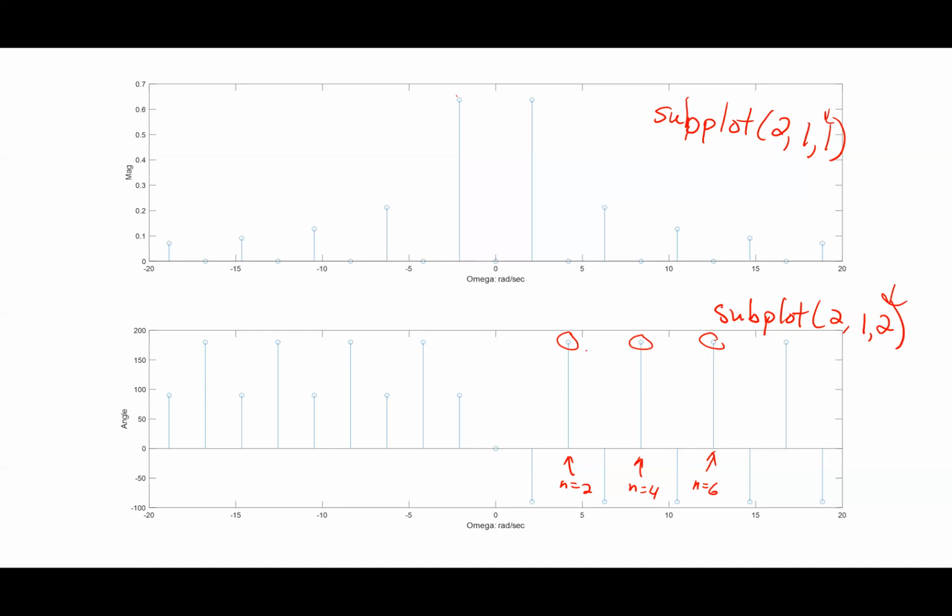So what does it mean to say at n equal to 2, this guy's got an angle of 180 degrees, but does that angle matter? No, because the coefficient is 0. It's basically saying I got 0 with an angle of 180 degrees. 0 doesn't have an angle. Right? What does that mean?